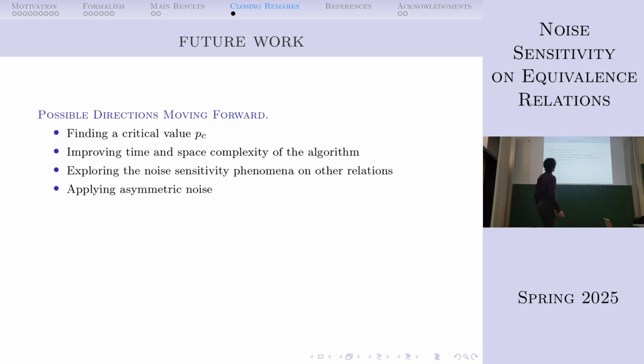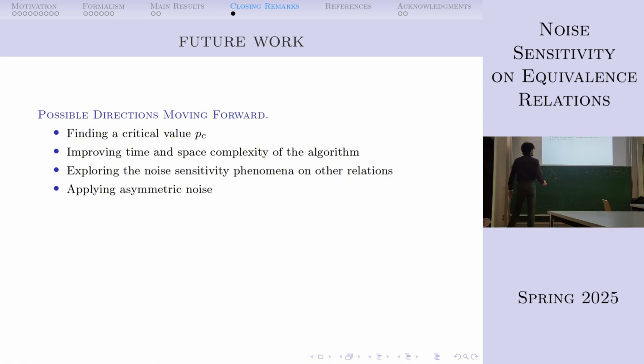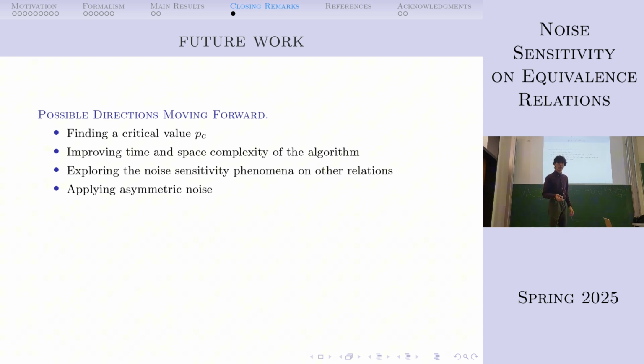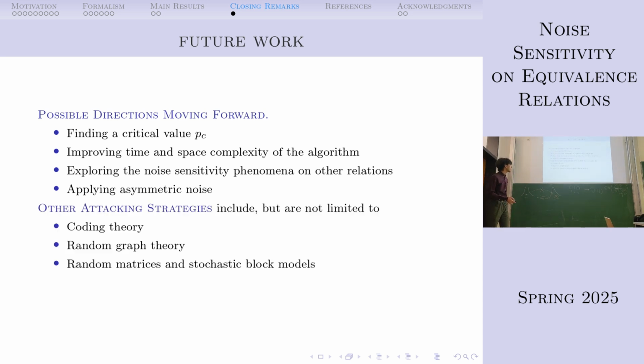So it's just some closing words. There are some possible directions moving forward. You can find the critical value. You can try to improve the time and space complexity. You can also explore the noise sensitivity phenomena on different relations. So for example, if you look at the partial order, you can think of this as some directed graph, and then you have another interesting problem to work with.